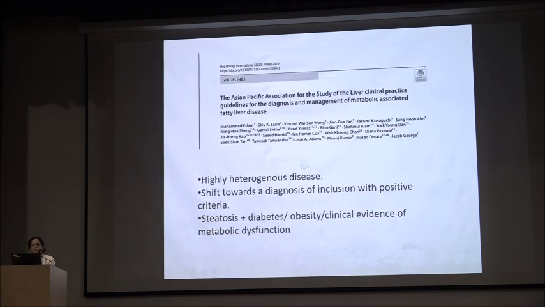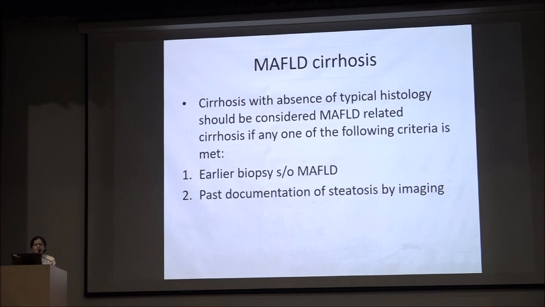In 2020, these were the guidelines published on behalf of APASL, where we saw a shift in nomenclature from NASH to MAFLD, to make it a diagnosis of inclusion rather than a diagnosis of exclusion. In these guidelines, they have recommended certain features for MAFLD-related cirrhosis in scenarios where we see cirrhosis in a biopsy with absence of typical histology of MAFLD, like if we are not seeing enough steatosis to be attributed to MAFLD, we can still call it MAFLD-related cirrhosis if there is an earlier biopsy suggestive of MAFLD, or there is a past documentation of steatosis by imaging.